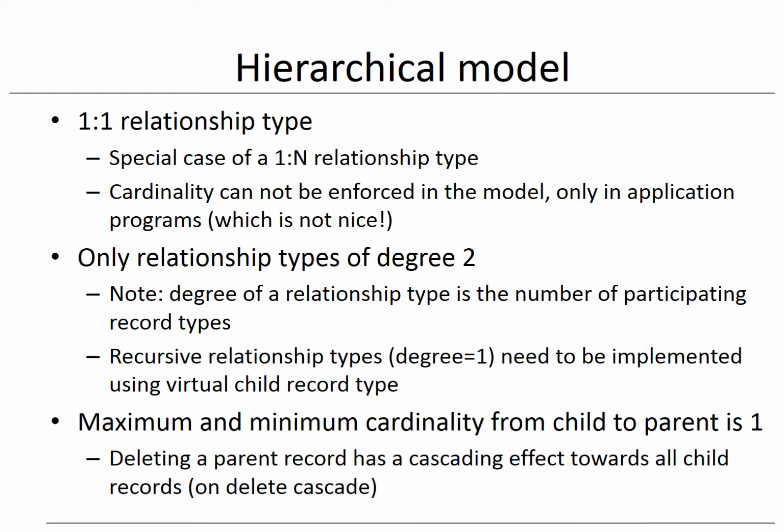One-to-one relationship types are a special case of a 1 to N relationship type with N equal to 1. These relationships cannot be supported as such in the hierarchical model. Hence, the application programs should take care of this, which is not nice because we are now forced to include part of the data definitions in our applications, which seriously hampers maintenance and consistency.